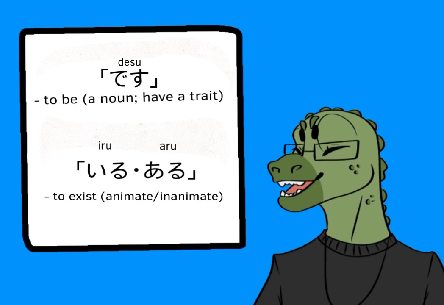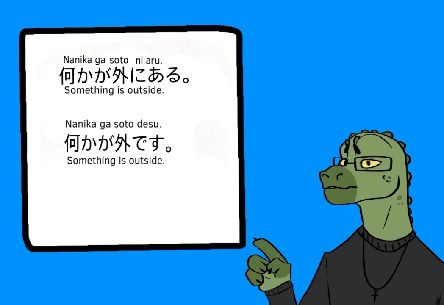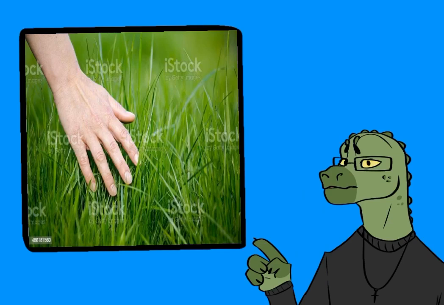instead of characteristics. A really good way to show the difference between des and, in this case, aru would be these two sentences. Nanika ga soto ni aru versus nanika ga soto desu. The first sentence, which is correct, means something is outside. The second one also has the meaning something is outside, although it carries with the connotation that that something is literally outside. It is the outside, not that it is within the realm of outside.